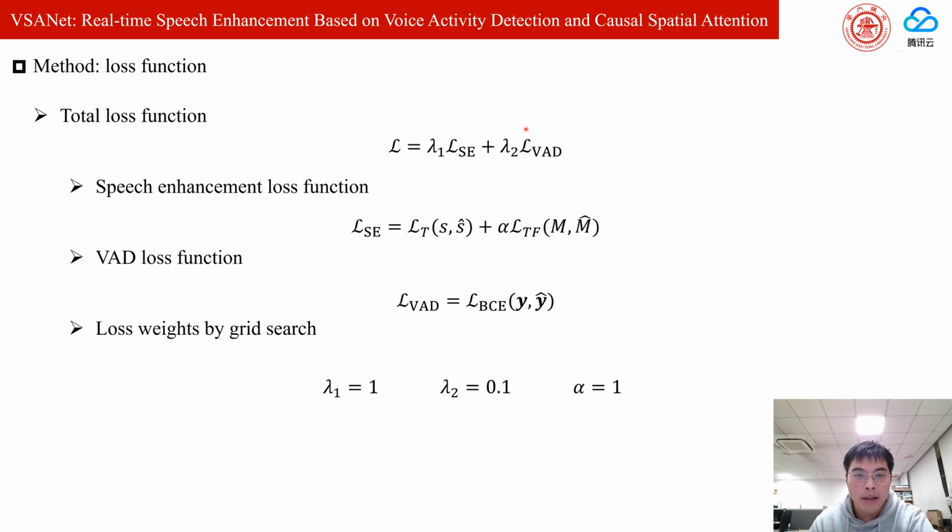In our multitask learning framework, the total loss function is the weighted sum of the speech enhancement loss and the VAD loss. The speech enhancement loss is a joint loss, including both the L1 loss in the time domain and the MSE loss in the spectrum domain. The VAD loss is the binary cross-entropy loss between the ground truth VAD label Y and the probability-like soft decision score Y hat. In this paper, we set the loss weights as shown here. They are determined by grid search.